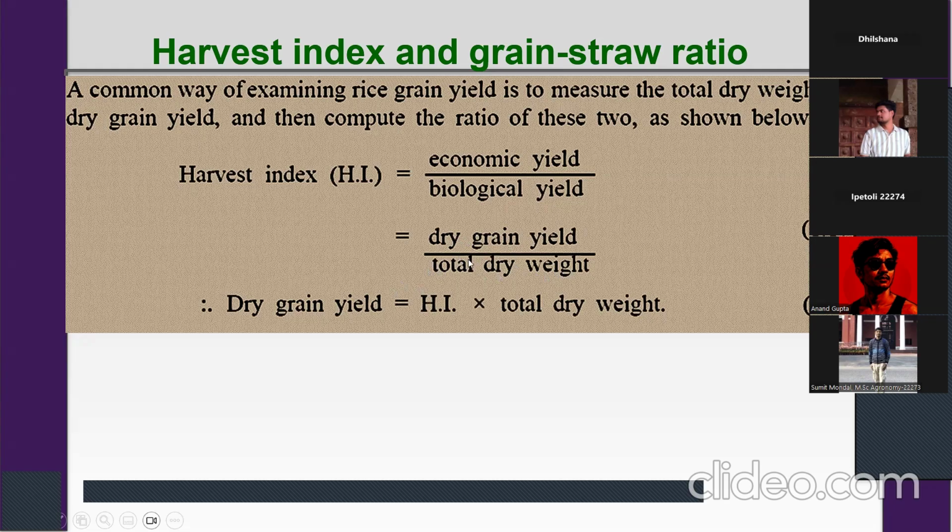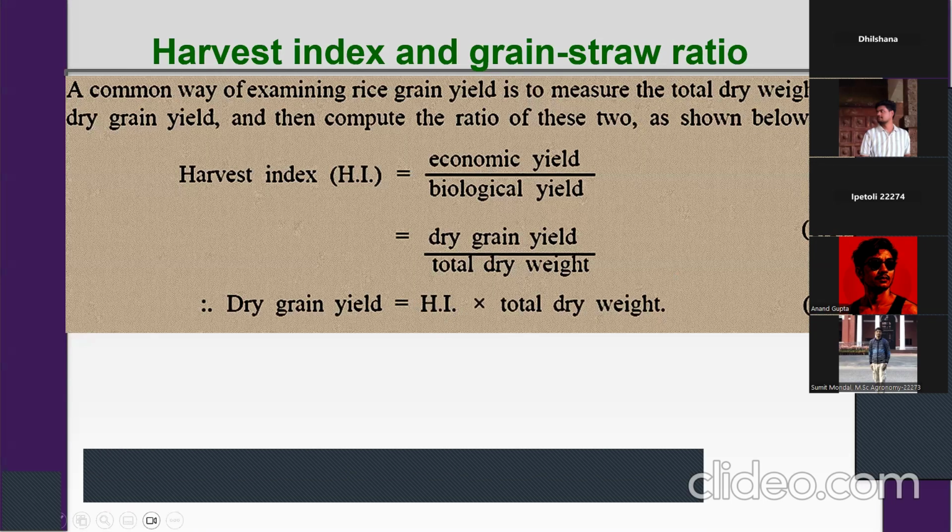You can also calculate the dry grain yield if you multiply harvest index by total dry weight. So in this case, you can see that grain yield is basically decided by the harvest index, and the total dry weight is important. Among these two, harvest index has more weightage. What I want to say here is that, in general, the higher the harvest index, the higher will be the yield.